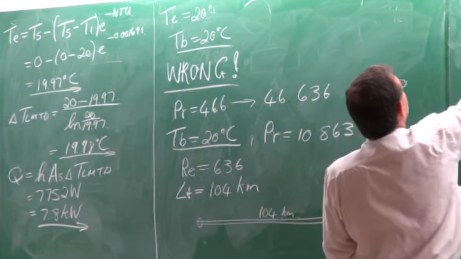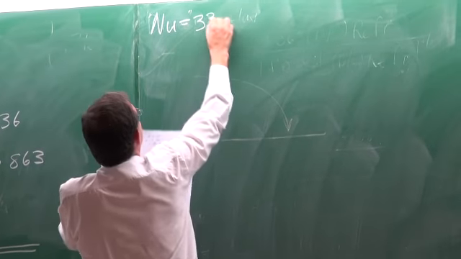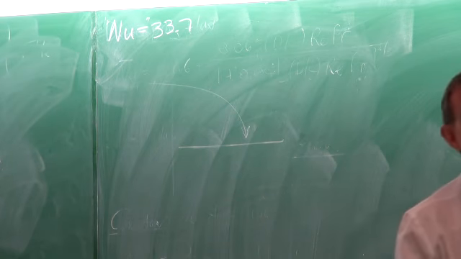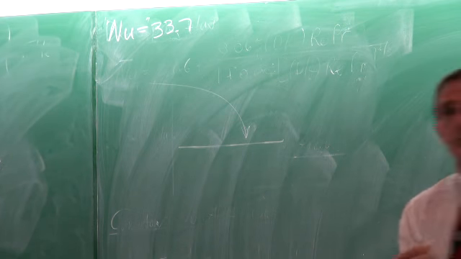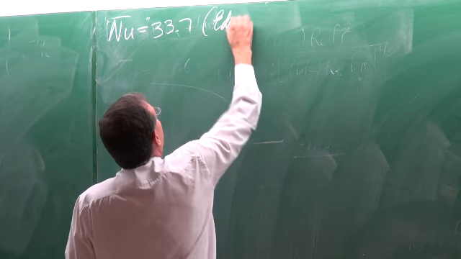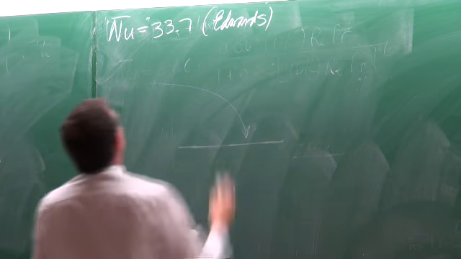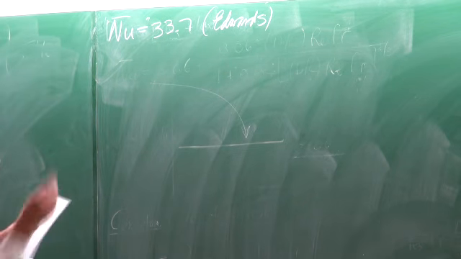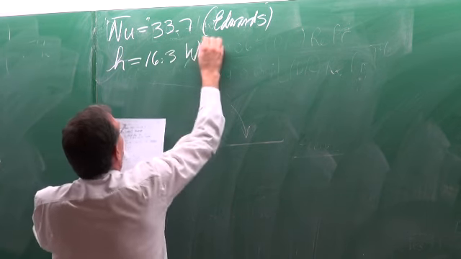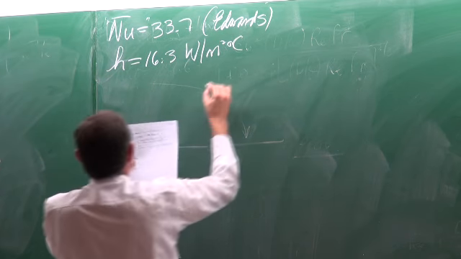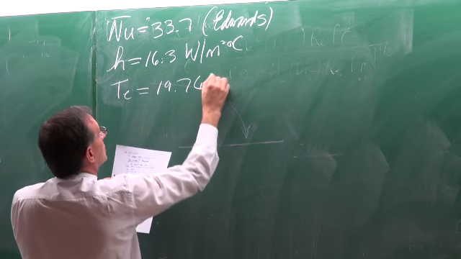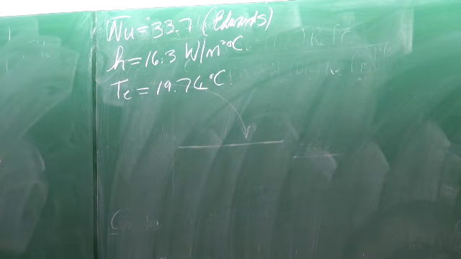And now look at what happens with the Nusselt number. The Nusselt number changes to 33.7, much higher than previously. Why? Because the flow is developing. It's not fully developed. So the average Nusselt number, according to the Edwards equation, is now going to change to 33.7. The heat transfer coefficient is going to change to 16.3 watts per square meter degree Celsius. The outlet temperature is not going to change a lot, 19.74. Still not going to drop a lot.